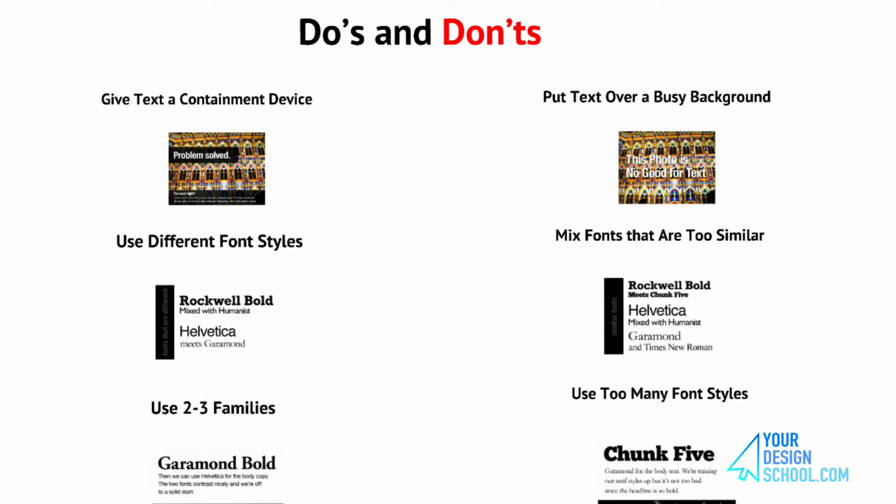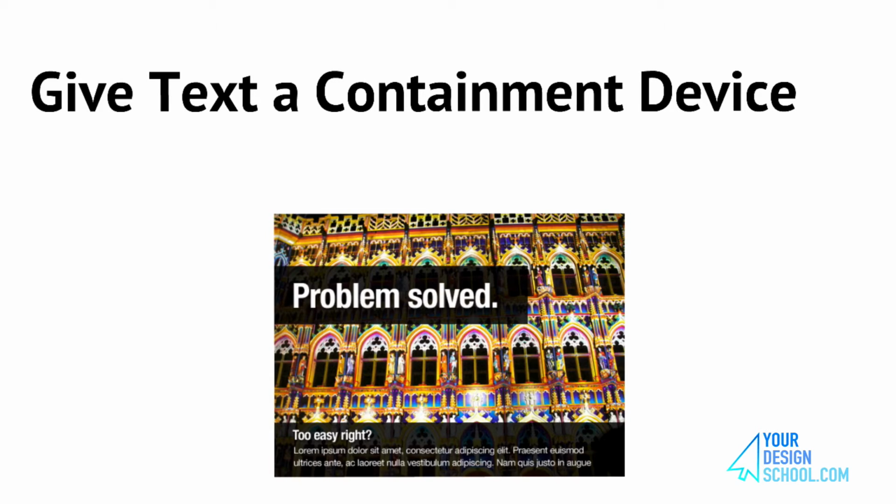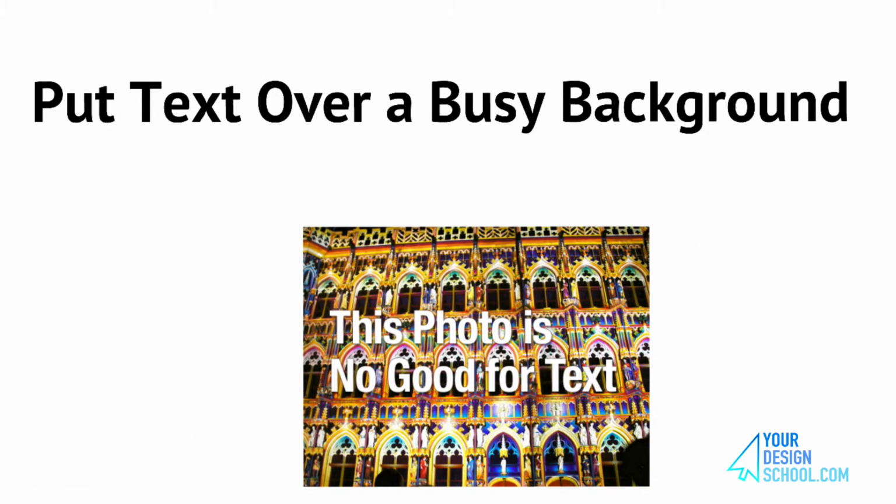So here are my do's and don'ts of typography. First of all, do give text a containment device. So if you've got a really complicated image, don't just lob type straight on it. Put a containment device behind it, like a black box or a dark box, something that is going to create some contrast between the background and the typography. Otherwise, if you put text over a busy background, it's going to get completely lost, your message isn't going to get to your audience, and it's a waste of time.